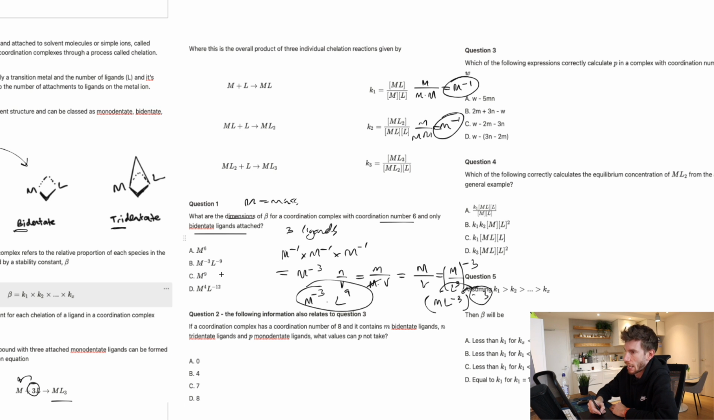Positive 9. And the answer is going to be B. Ignore the little typo there. I will have already fixed it. I just make lots and lots of typos. There we go. So the answer should be B if you got that one.